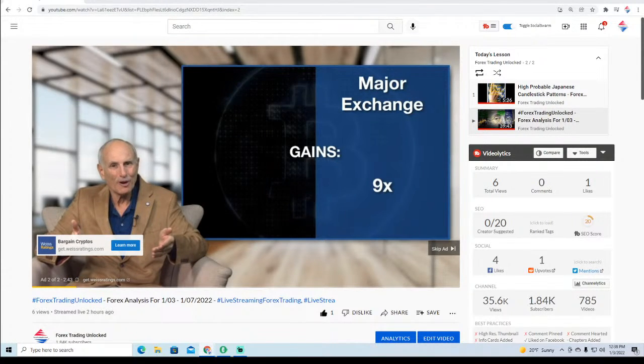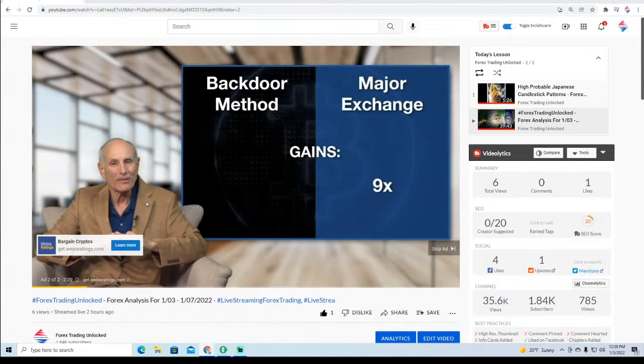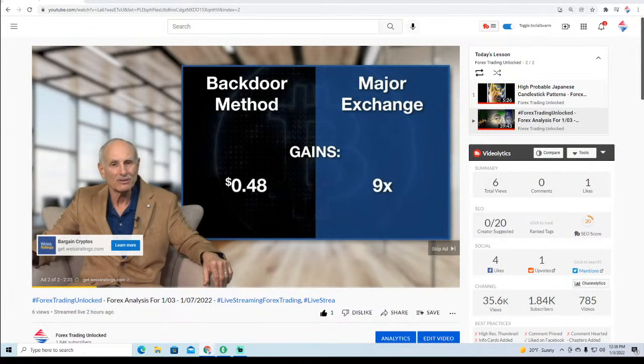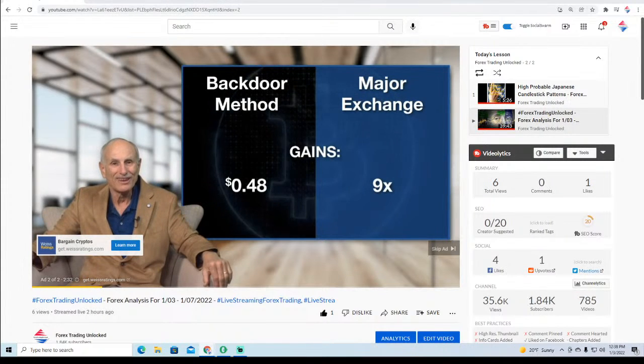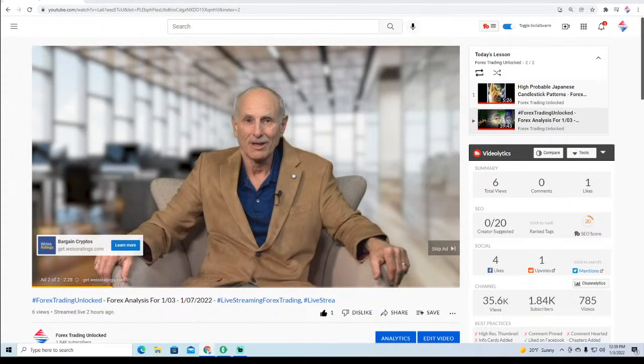You buy the same cryptocurrency, but this time you buy it using a perfectly legitimate backdoor method for just 48 cents before the coin is listed on the major exchange. Instead of making only 9 times your money, you make 55 times your money. Is this really possible, or is it just a pipe dream?